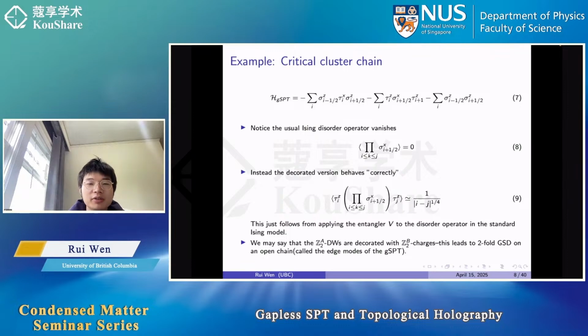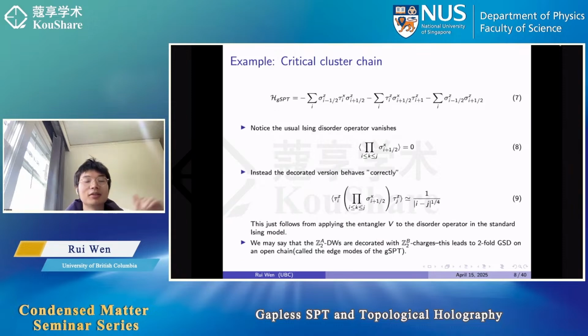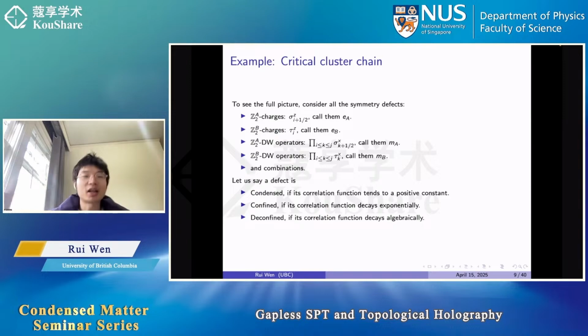If you have this system, there's no edge modes, right? Okay, so to see the full picture and to make the connection with SymTFT, let's consider all the symmetry defects: charges and domain walls and their combinations. The Z2A charges are the sigma Z strings, let's call them EA, and we have Z2B charges, the tau Z, and we call them EB. The Z2A domain wall operators like this create a pair of domain walls, I call them MA, and this creates a pair of Z2B domain walls, I call them MB, and their combinations, which means their products.